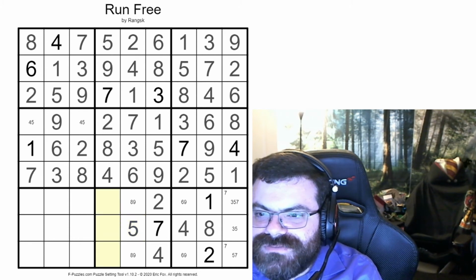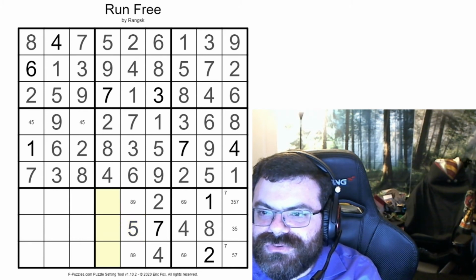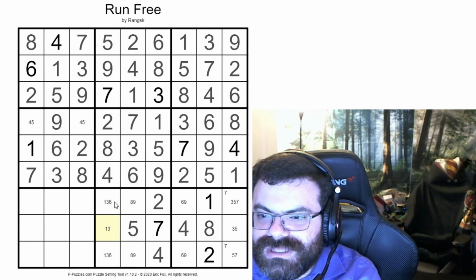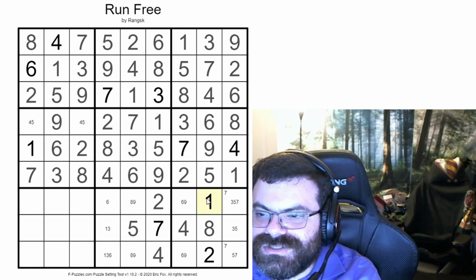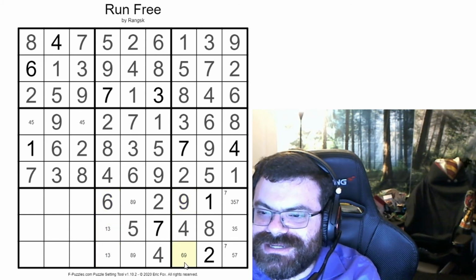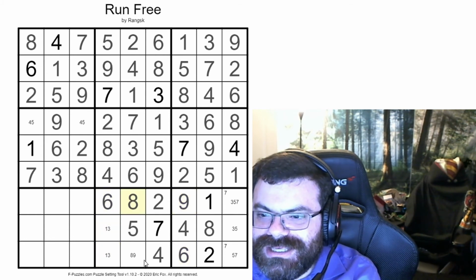And the remaining for this column is 1, 3, 6. So this can't be a 6 because it's next to the 5. This can't be a 3 because it's next to the 4. Can't be a 1 because of the row. So this is 6. Leaves a 1, 3 pair. 6 gives us 9, 6, 8, 9.